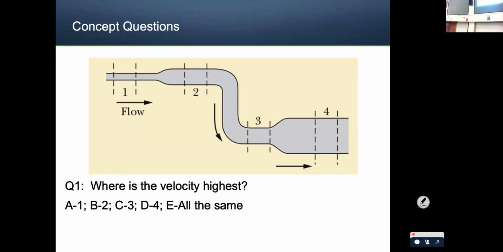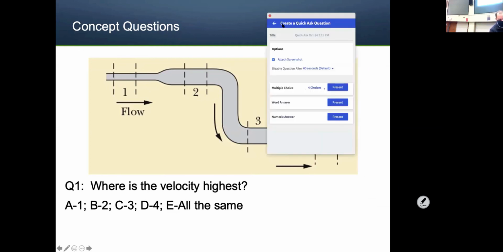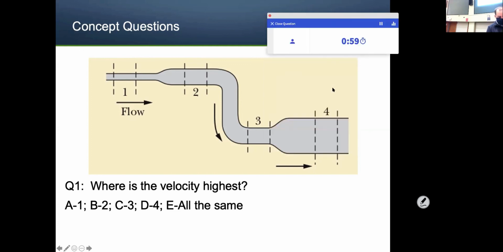Pull out your top hat answering devices. Where is the velocity highest? I've got 4 points there, point 1, 2, 3, and 4 in the diagram. In which of them is the velocity the highest? 1, 2, 3, or 4, or A for 1, B for 2, C for 3, D for 4, or E, are they all the same? So let's see what we've got. Where is the velocity highest? Question mark. You've got 5 choices, and go.